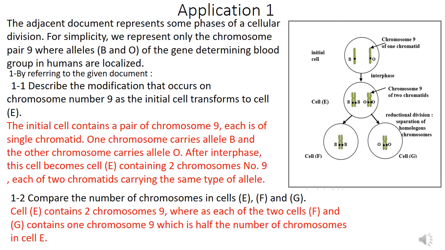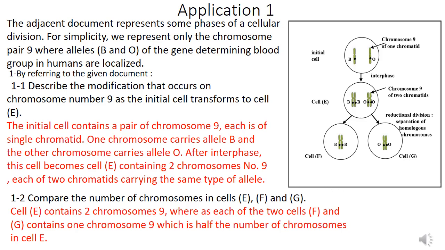Let's solve this exercise. The adjacent document represents some phases of a cellular division. For simplicity, we represent only the chromosome pair 9, where alleles B and O of the gene determining blood group in humans are localized, by referring to the given document. Question 1.1. Describe the modification that occurs on chromosome number 9 as the initial cell transforms to cell E. Look at the figure in the adjacent document.